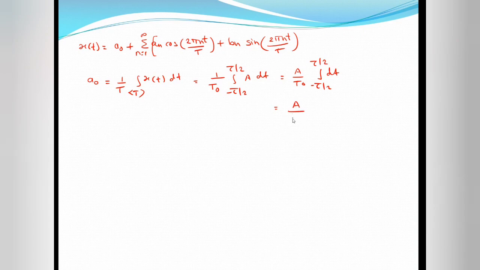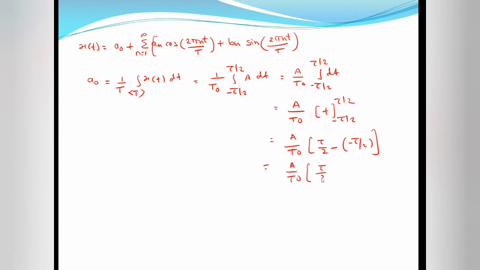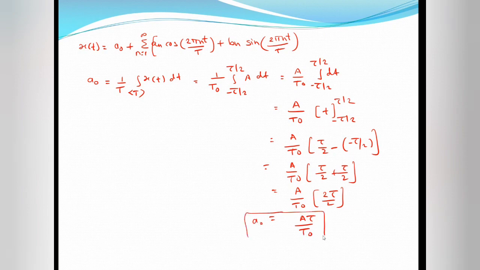But the integration of dt is nothing but t, limits from minus tau by 2 to plus tau by 2. Now let us substitute the limits. So A divided by T0 times tau by 2 minus of minus tau by 2, the lower limit, which is equal to A divided by T0 times tau by 2 plus tau by 2, which is equal to A divided by T0 times 2 tau by 2. So 2 gets cancelled. So it is A into tau divided by T0. So this is our first coefficient, that is a0, that is A into tau by T0.